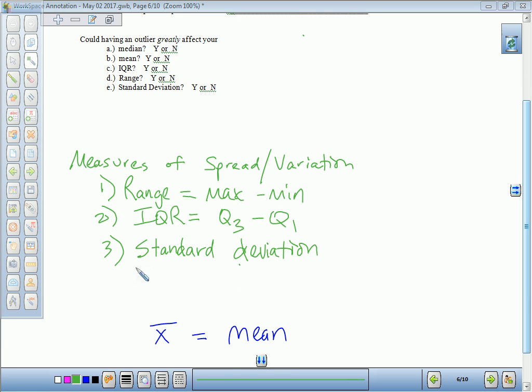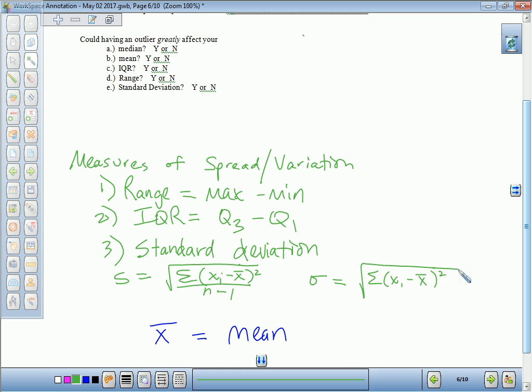Now with standard deviation, we had two. We had sample standard deviation, which was the square root of the sum of each piece of data minus the mean squared over n minus 1. Or we had population standard deviation, which is the square root of the sum of each piece of data minus the mean, and we used mu yesterday for the mean, squared over n. Now remember, x bar means mean. So those were our measures of spread or variation that we discussed yesterday.